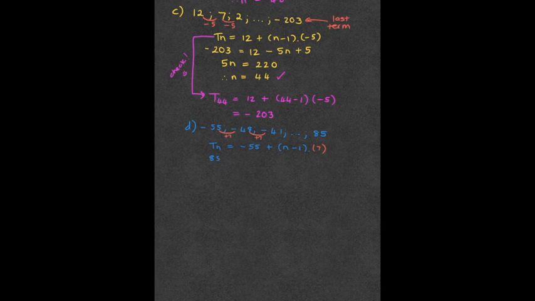So 85 would be equal to -55 plus 7n minus 7. I'm going to work with the 7n on the right-hand side. So 55 plus 7 will be 62. So it's going to be 85 plus 62, which is 147. So therefore, n would be equal to 21.